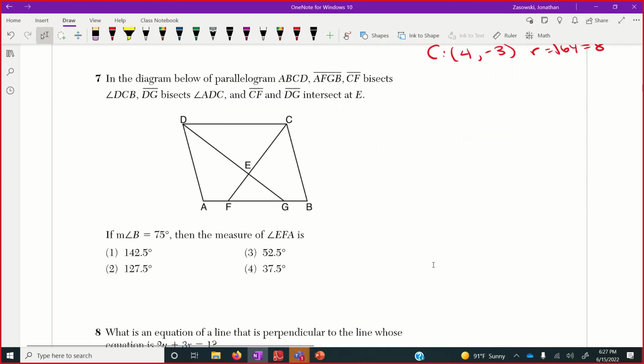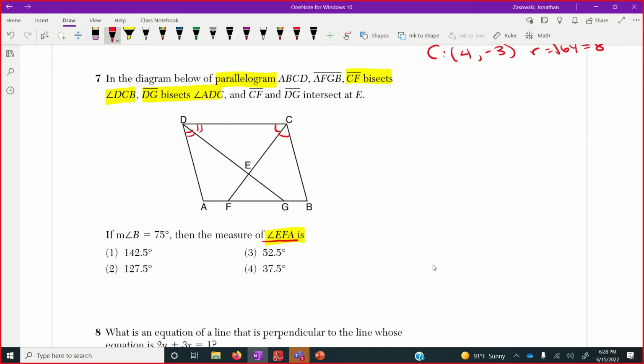Okay, number 7. So we're going to label everything we can, and then we're going to identify what the measure of EFA is. So first of all, important parts when you're reading, it's a parallelogram. We have CF bisecting angle DCB. So let's mark that down. So DCB, this angle is getting cut in half. We also have DG bisecting ACD. So that means this angle is also getting cut in half. And then these two lines are just intersecting at E.